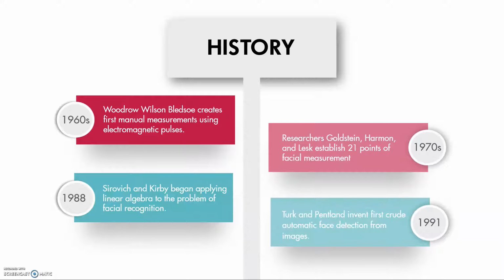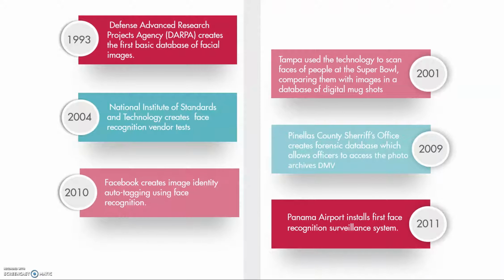And that's really where facial recognition got its roots, but it wouldn't be until years later that technology caught up. In 1993, the Defense Advanced Research Projects Agency, DARPA, creates the first basic database of facial images. In 2001, Tampa used the technology to scan faces of people at the Super Bowl, comparing them with images in a database of digital mugshots. This did not go over well and was very controversial at the time. It also was not very successful in identifying individuals.